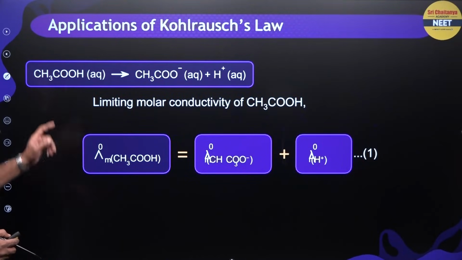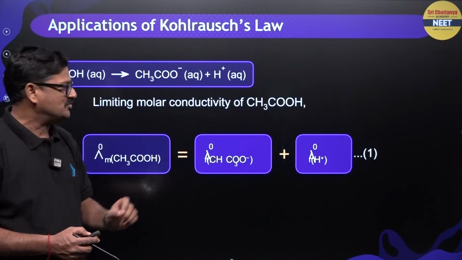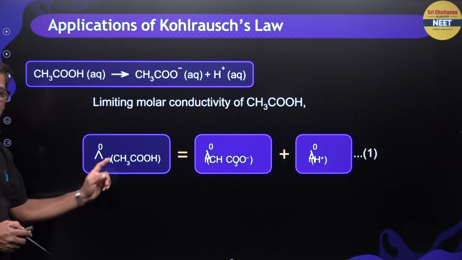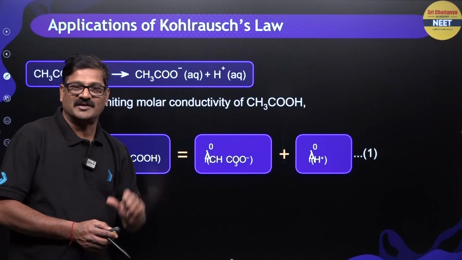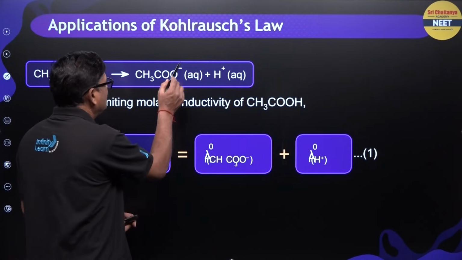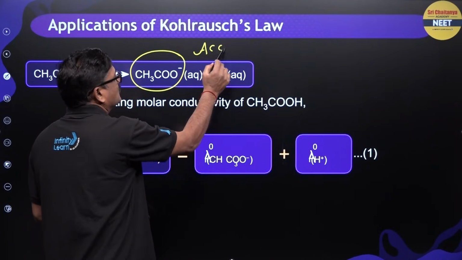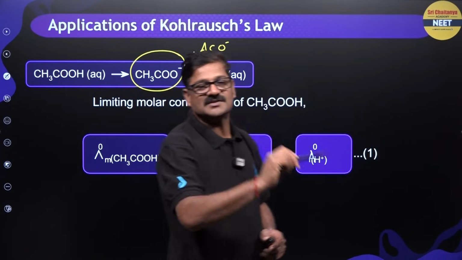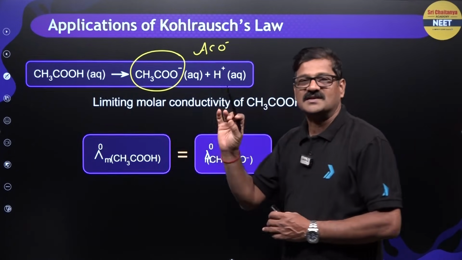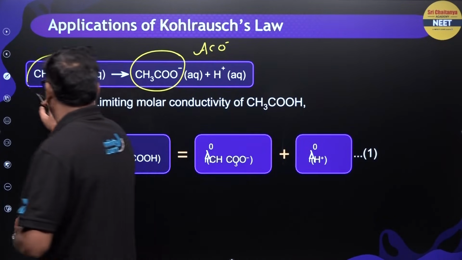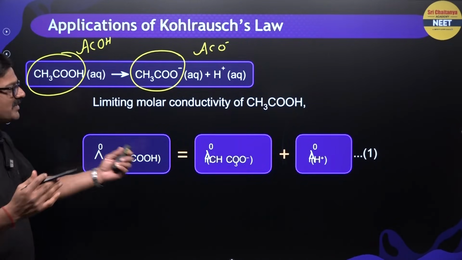And you can see this CH3COOH is going to give you CH3COO minus and H plus, and the limiting molar conductivity is equal to the ionic mobility of the acetate ion plus the ionic mobility of H plus. This acetate ion is given as ACO minus. An NCERT question is given on this. You may be surprised what this ACO is; it means acetate ion. This is acetic acid, ACOH is given, so it is going to be ionized like this.